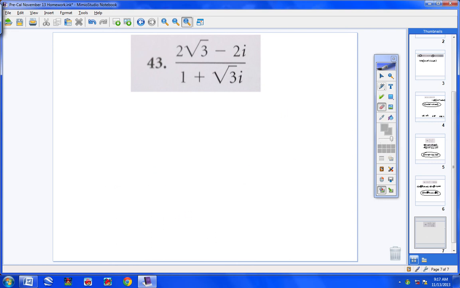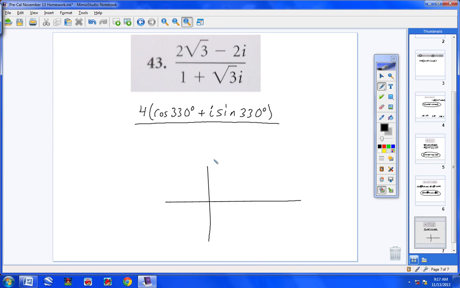So that'll be the top part. Let's go ahead and write that. Hypotenuse of 4 and then an angle of 330. So cosine of 330 degrees plus I sine 330 degrees all over. And now let's take a look at the bottom. We know we're going to go over 1, so positive 1, and then up square root of 3. That's somewhere 1 point something, so we'll just say about right here.